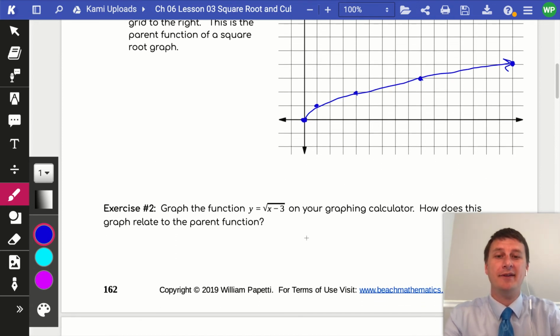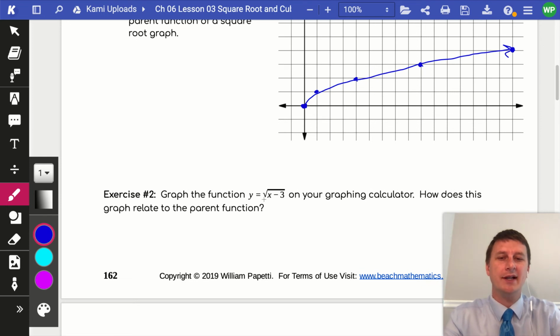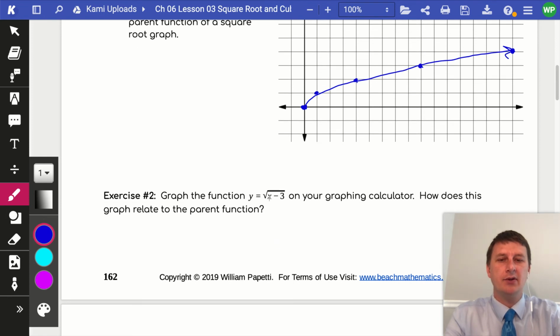2, it says graph the function y equals the square root of x minus 3 on your graphing calculator. How does this graph relate to the parent function? So again, let's put that in our graphing calculators right now. And if you need a second to do this, pause the video.